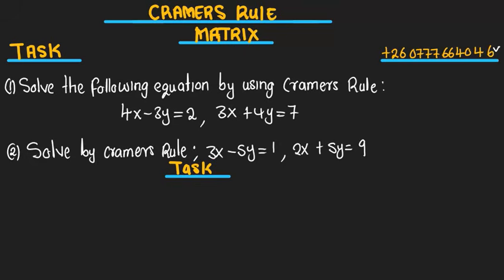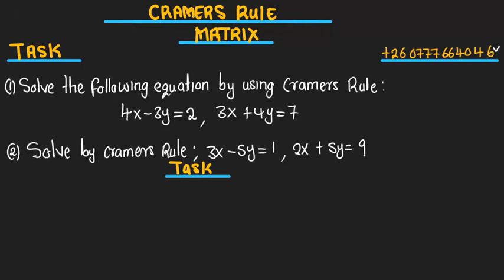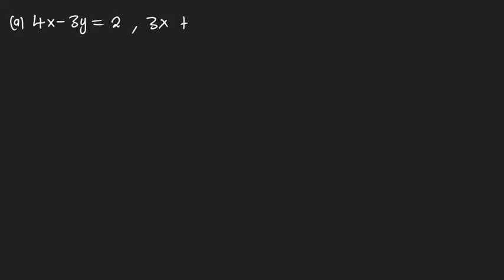Now look at this. We have been given a question that says solve the following equations by using Cramer's Rule. The first question, A, is 4x minus 3y equals 2. And the other equation is 3x plus 4y, which is equal to 7.